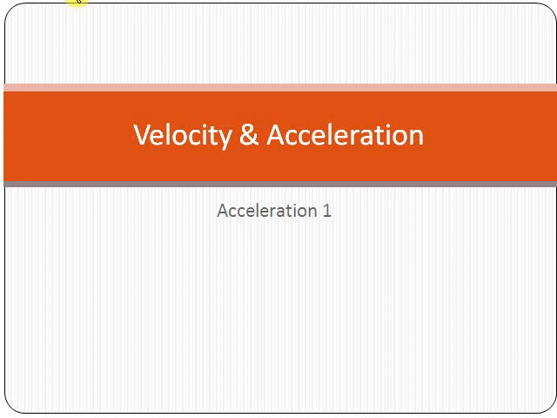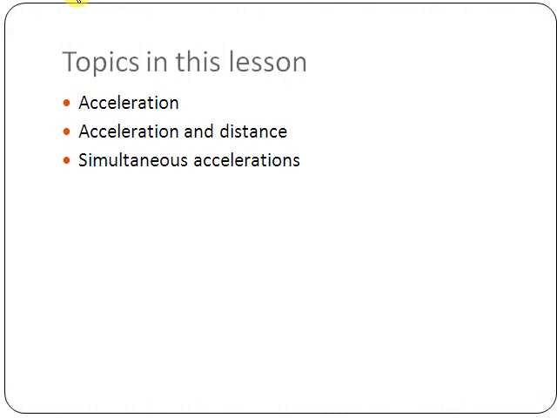The next lesson in our unit on velocity and acceleration is going to be on acceleration. And in this unit, we're going to look at three things. We're going to look at acceleration, sort of what its definition is. We'll look at acceleration and distance, that is, how to find what distance an accelerating object travels. And we're going to look at simultaneous accelerations, what happens when you have objects that either have one acceleration, then a different one, or two objects that both have different accelerations and are in the same system.